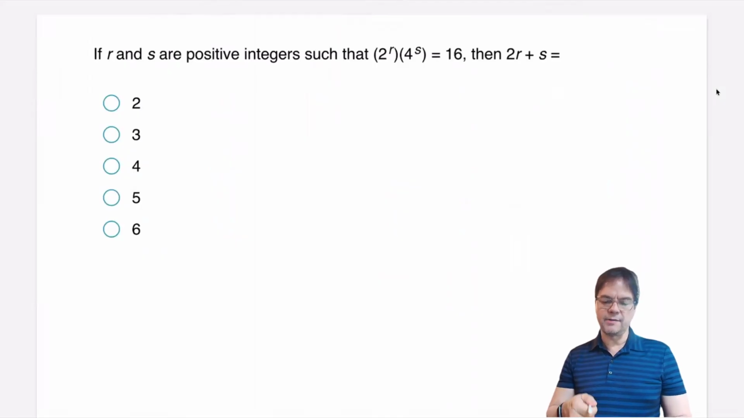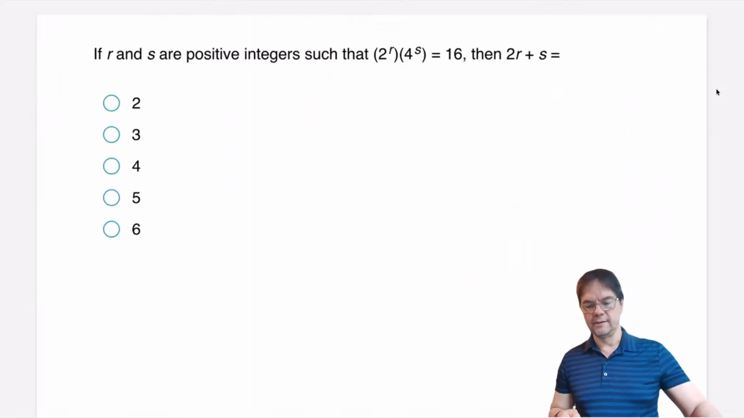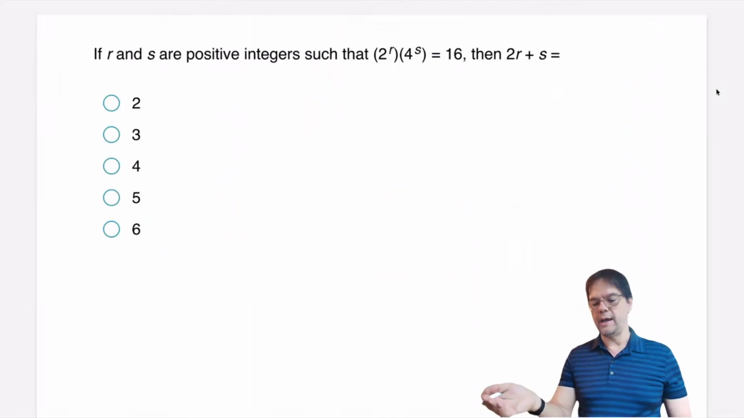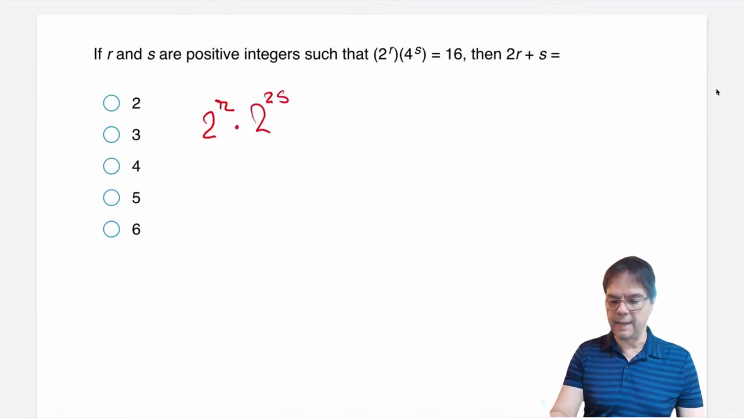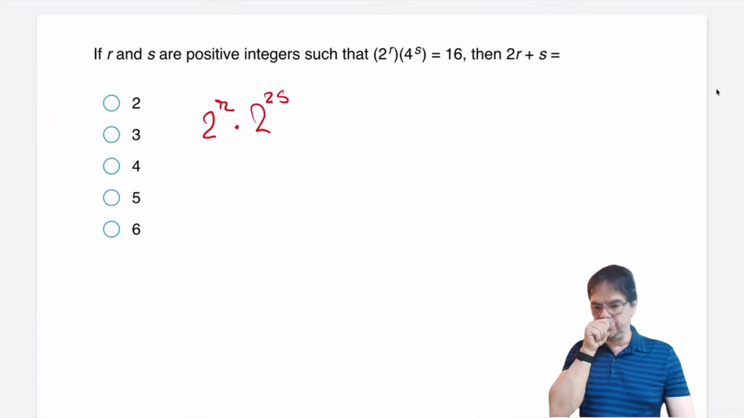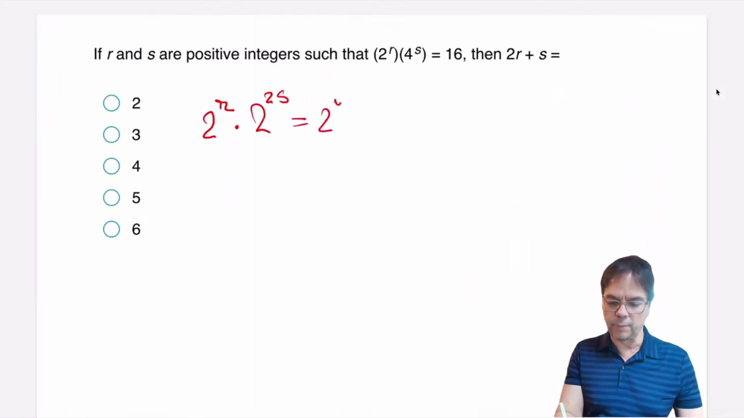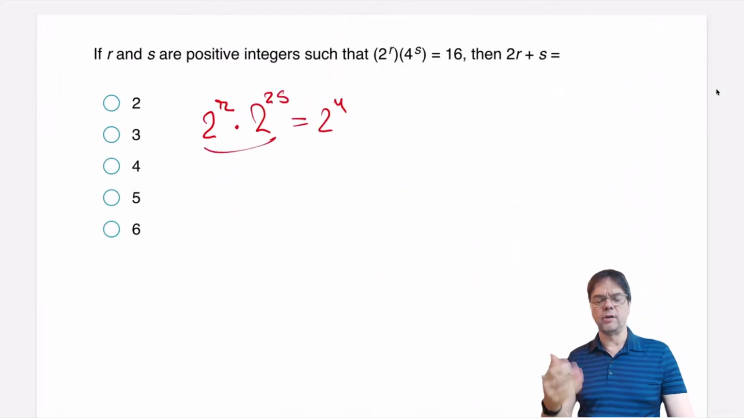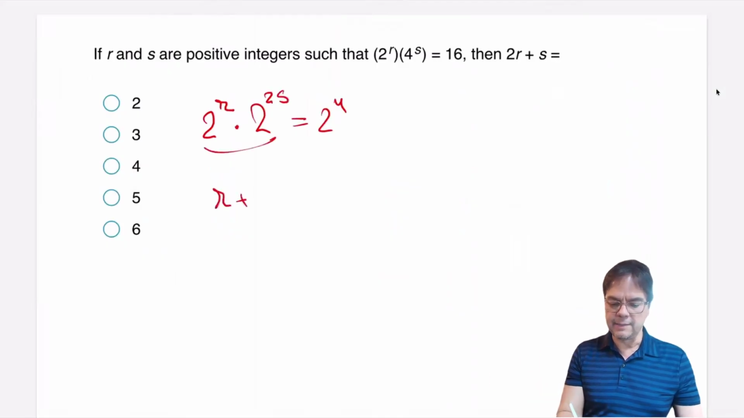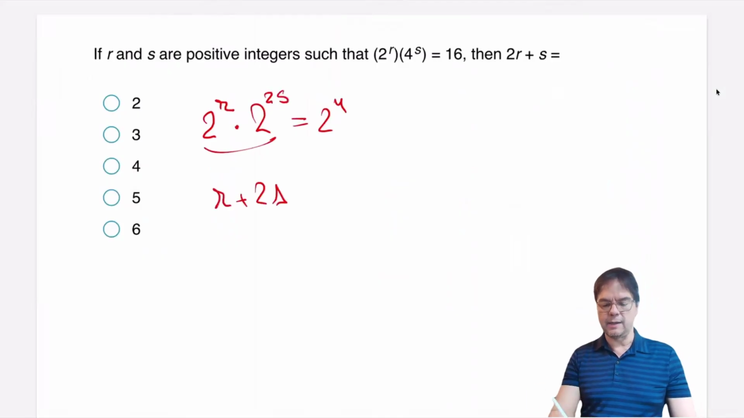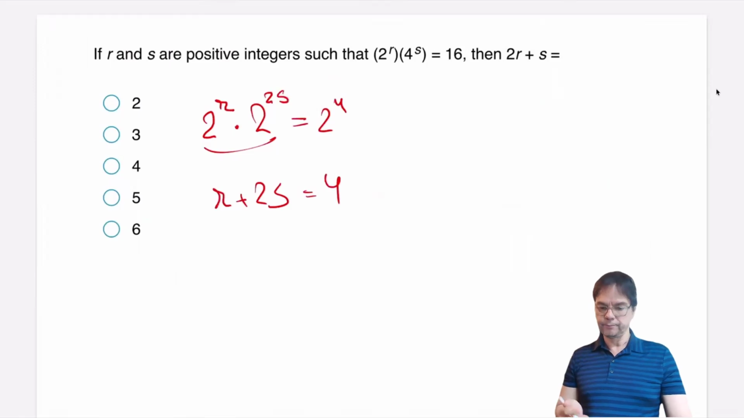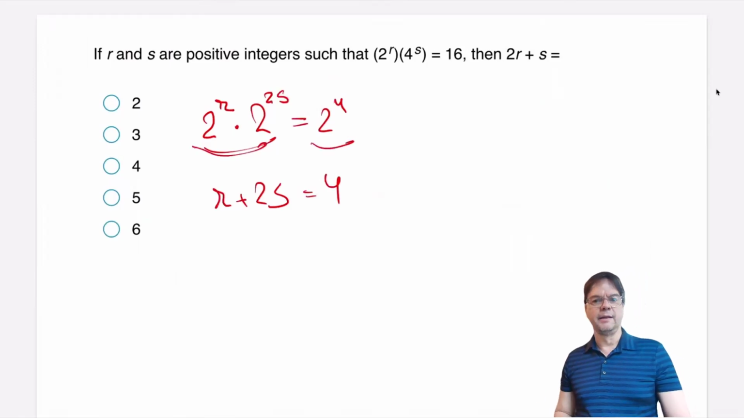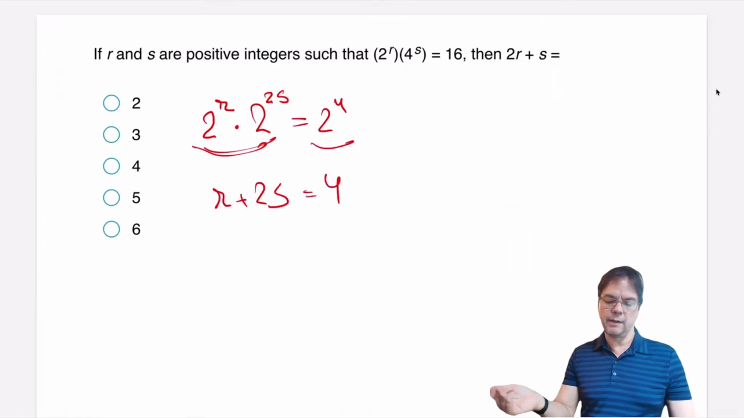Okay, if R and S are positive integers such that 2^R times 4^S, I put everything in the same base. So 4 is 2 squared, raised to S, and 16 is 2 to the power 4. When I have multiplication on the same base, I maintain the base and sum the exponents. Because when I have the same base in an equation, I can equalize the powers.